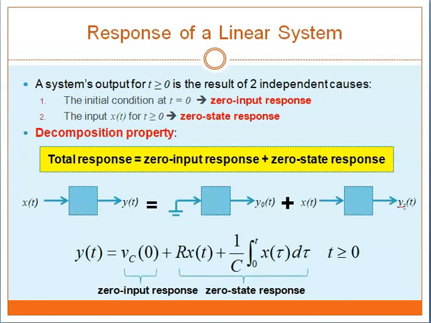So a review from the previous lecture. When you want to find out the system output for t more than or equal to 0, you have to find it by two independent causes. The first one is the zero input response, and the second one is the zero state response.